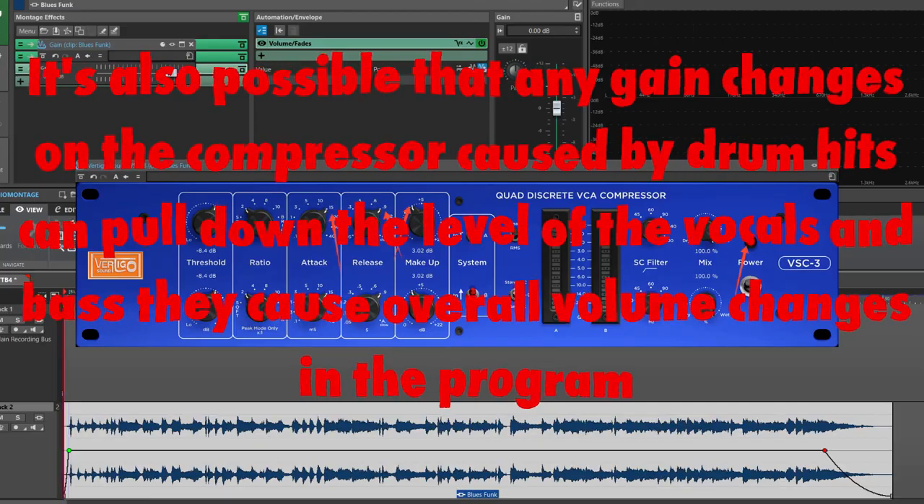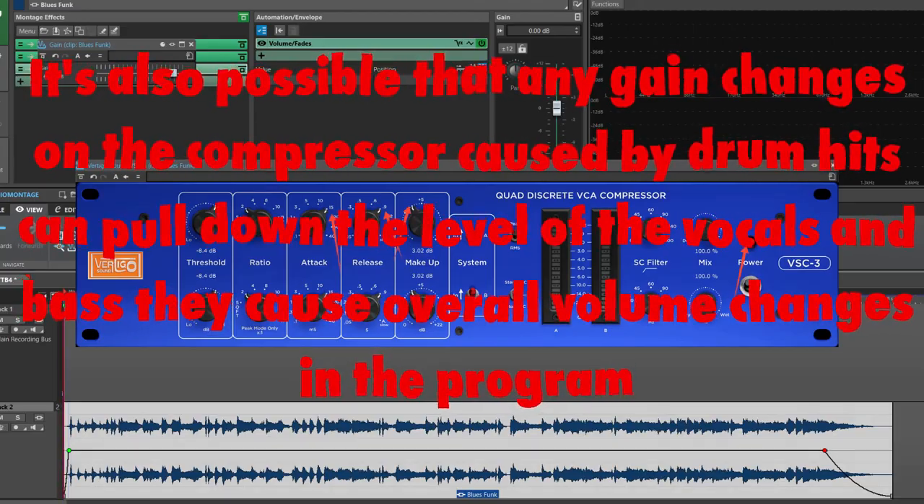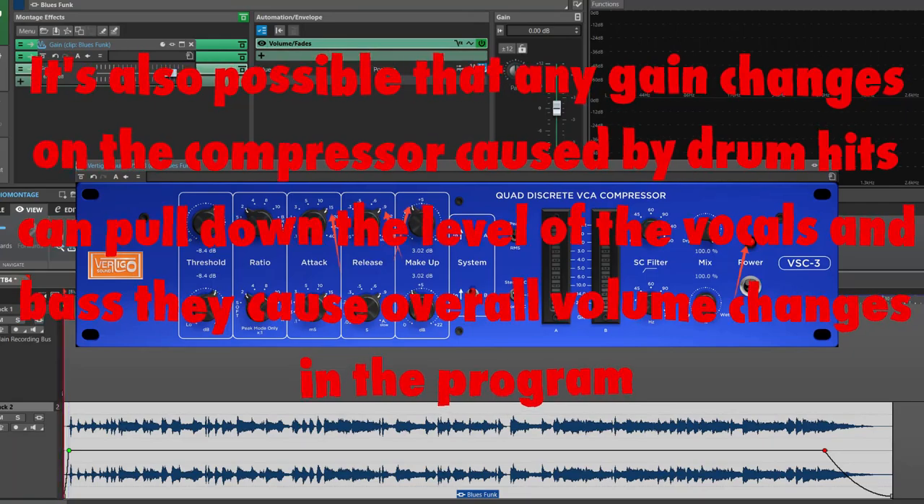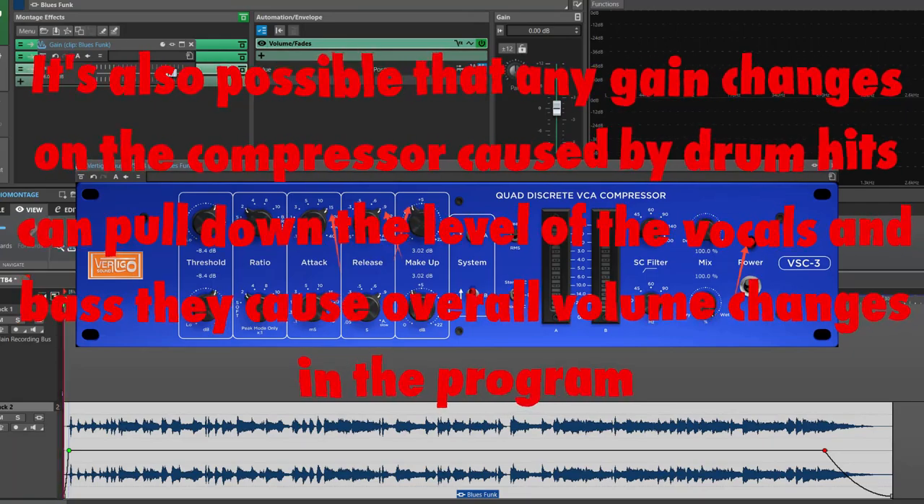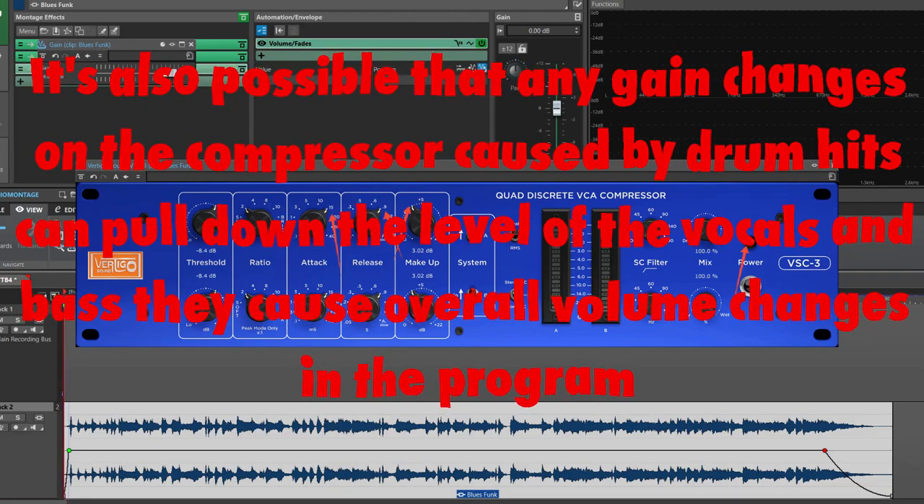It is also possible that any gain changes on the compressor caused by drum hits can pull down the level of the vocals and bass. They cause overall volume changes in the program.